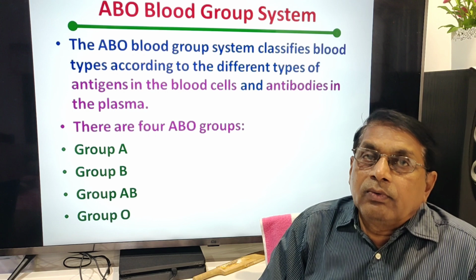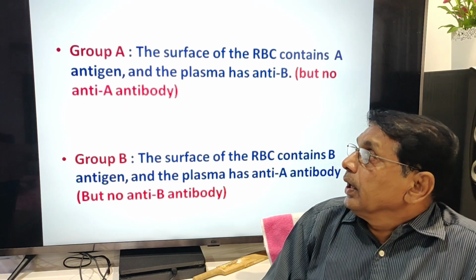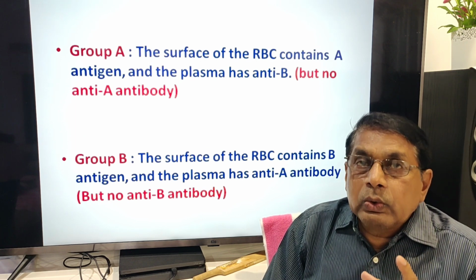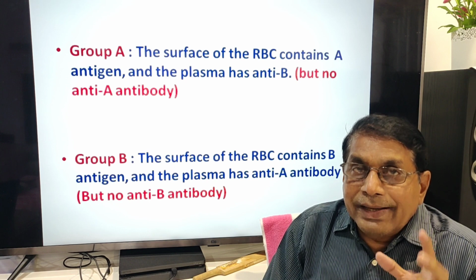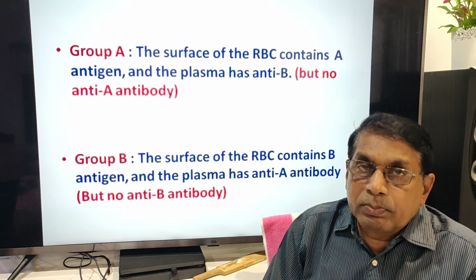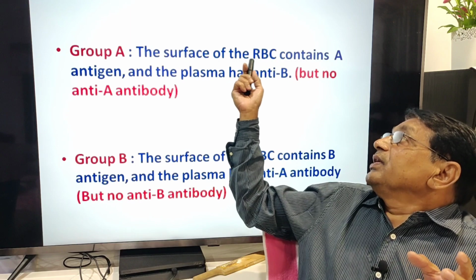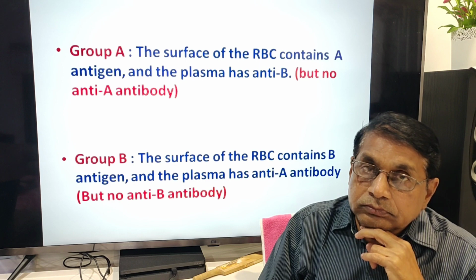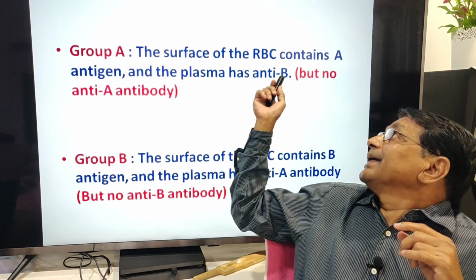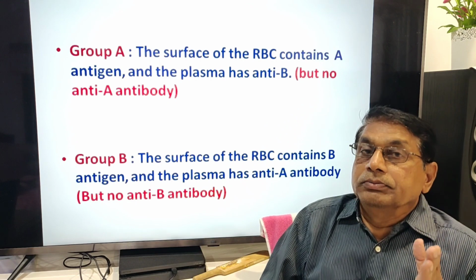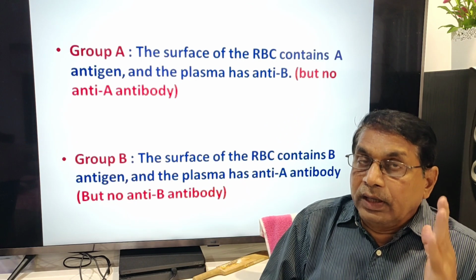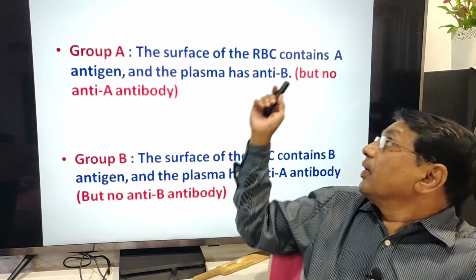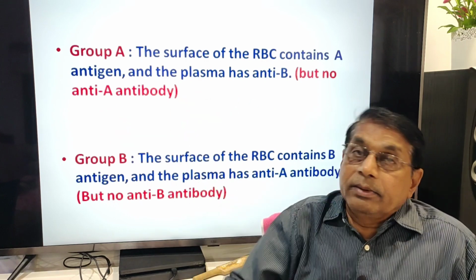Now let us go further into the details. A group people. Suppose one individual's blood group is identified as A. He is a blood group A person. The surface of his RBC contains A antigen and the plasma has anti-B. If A antigen is present, antibody B will be present in the plasma but not anti-A antibody.